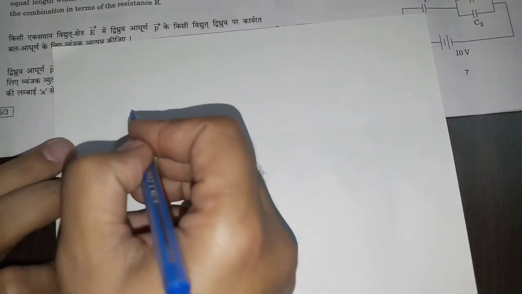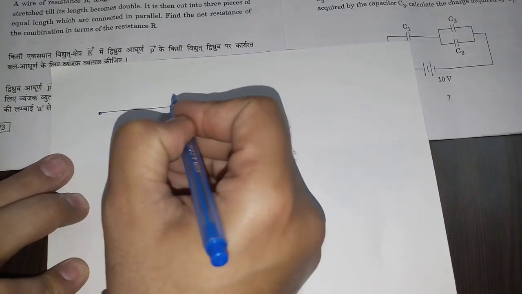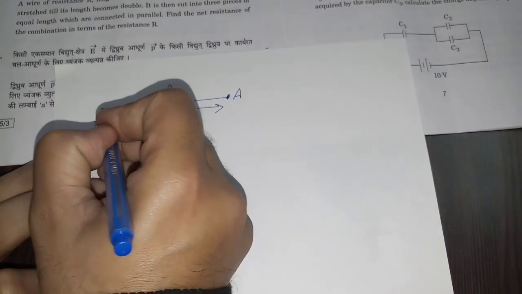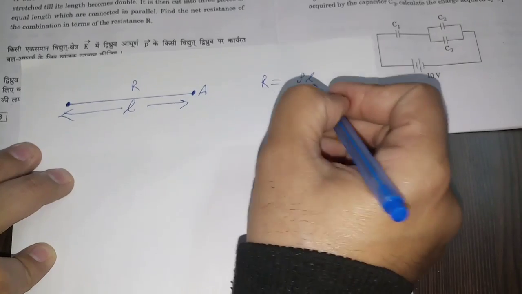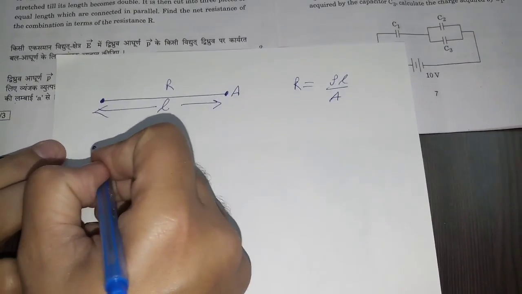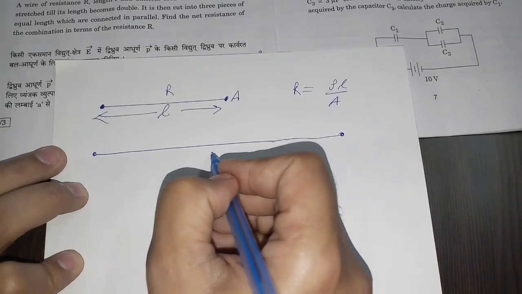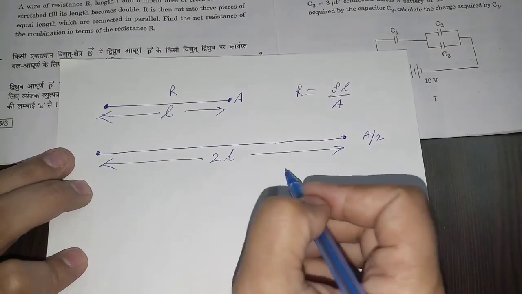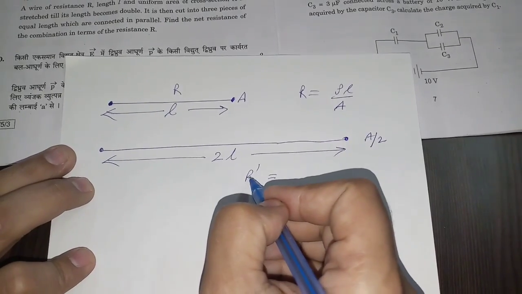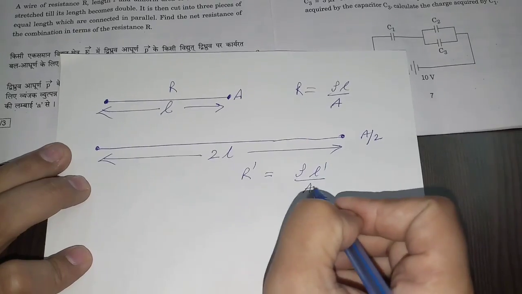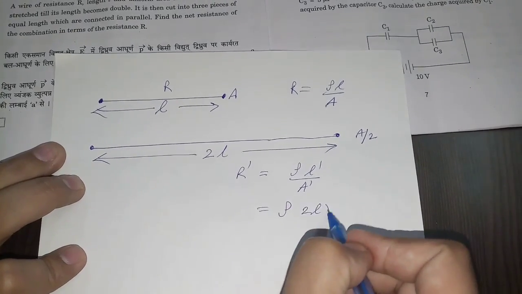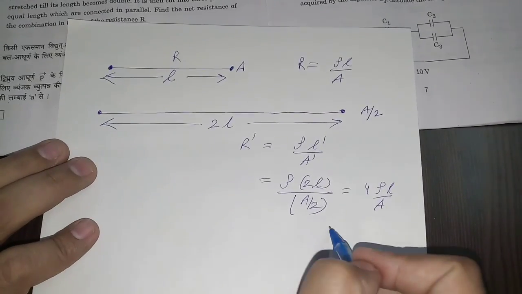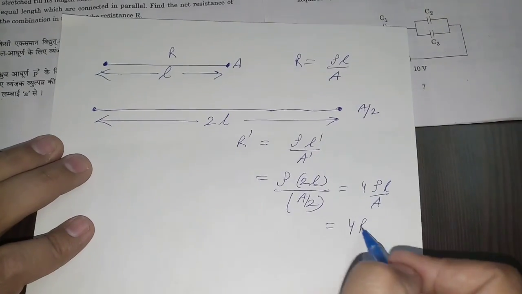So according to the question, a wire of resistance R having length L and uniform area of cross section A is given. So we can write R as rho L by A. Now this wire is stretched to double its length so that the length becomes 2L and the area becomes A by 2. Say now the net resistance is R dash, which is rho L dash upon A dash. L dash is 2L and A dash has now become A by 2, so this can be written as 4 rho L by A, which is 4R.